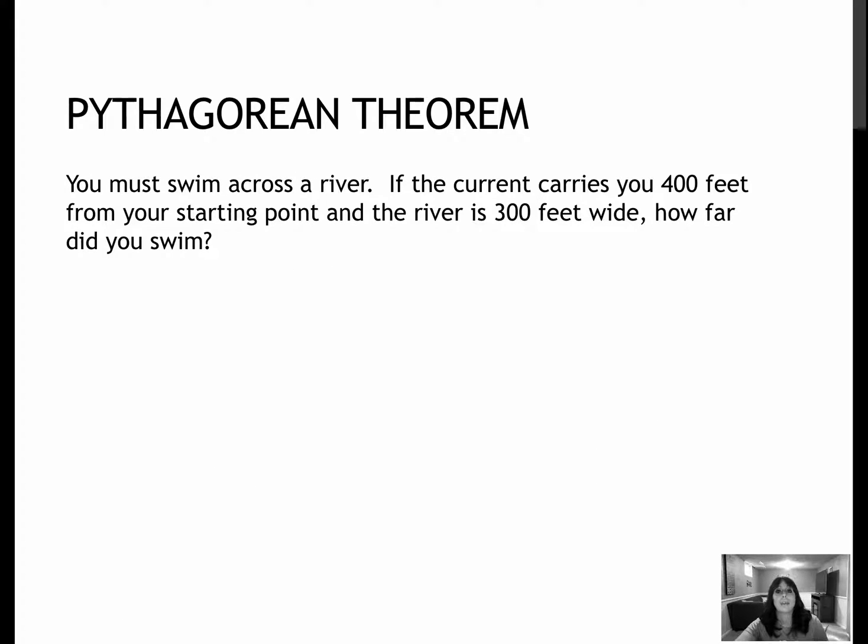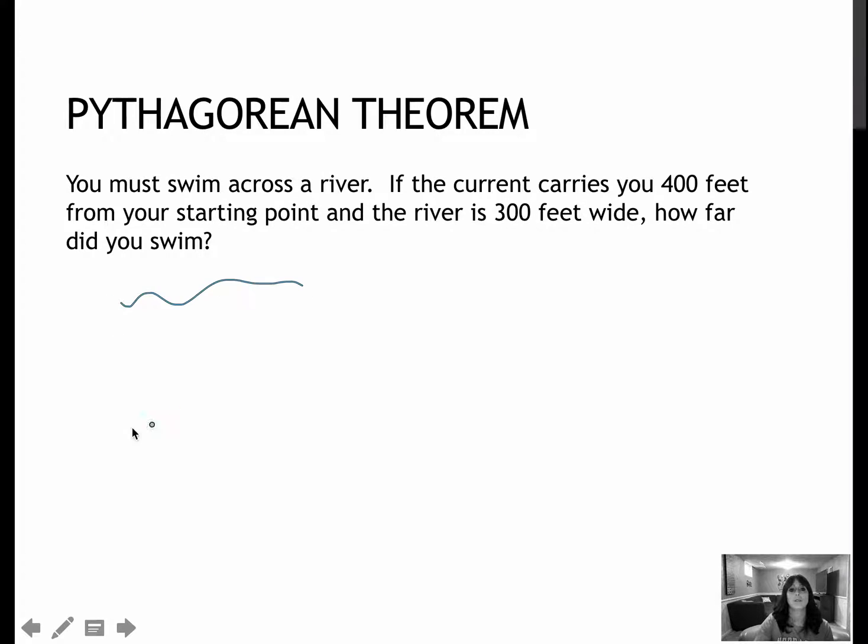And this is more of an application question of the Pythagorean Theorem. So you're swimming across the river, and the current carries you 400 feet from your starting point, and the river is 300 feet wide. How far did you swim? So let's take a look at what that might look like.